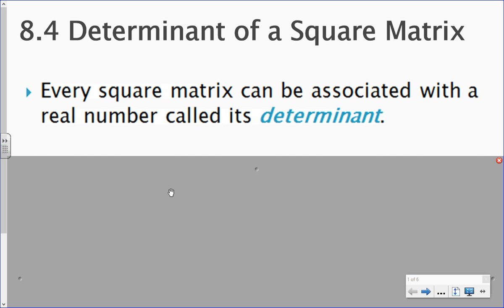Okay, last week we talked about inverses, and we can only find an inverse if we have a square matrix. Same thing with a determinant. We can only find a determinant if we have a square matrix.